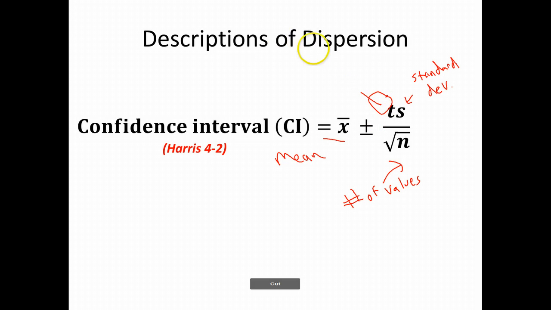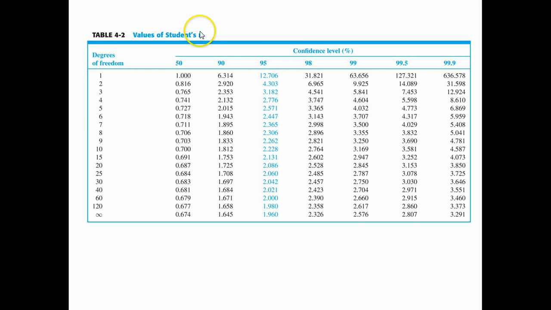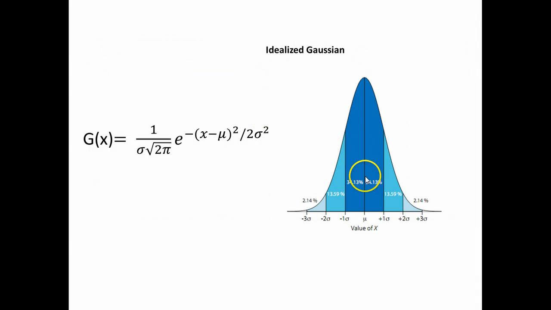This is something that we're going to see a lot in this next week, where we're dealing with students' t-tests. Where this comes from is a table. You'll find these tables of t values online, but these come out of your textbook. You see this table 4.2 here, and what you see is different confidence levels.